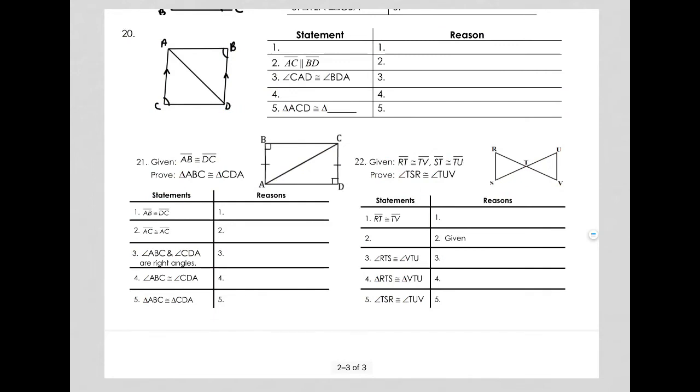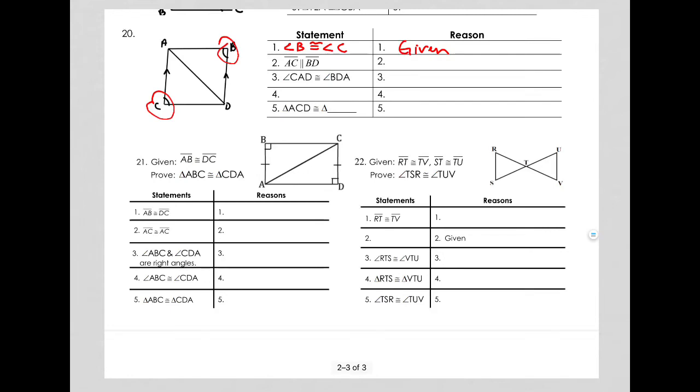Alright, so we know we always start proofs with given, and you're like, there's no given information on number 20. Yes, there is. They gave you information when they marked it for you. So if they marked angle B and angle C congruent, then you need to state that angle B and angle C are congruent. And how do we know that? Because the markings were there. They were given to us.